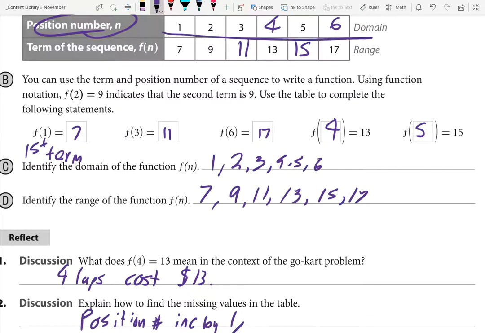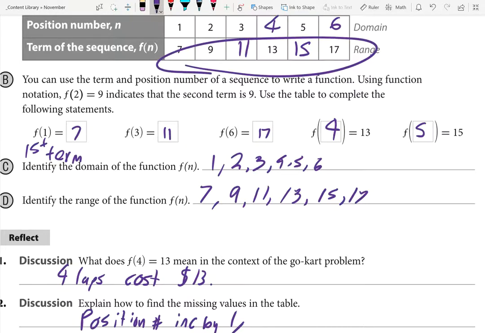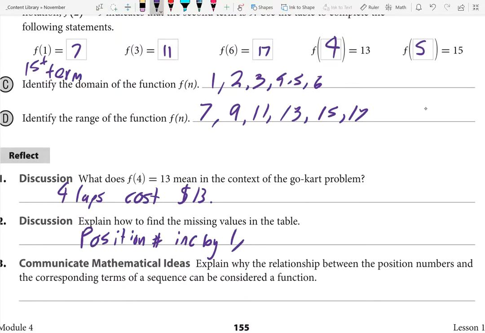You'll notice all those are increasing by 1. And then the term of the sequence, these are all increasing by 2. So terms increased by 2. Okay.